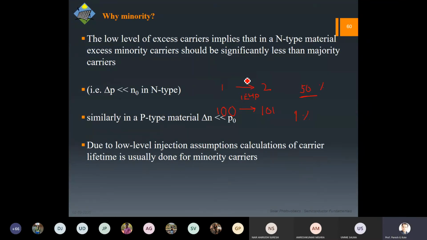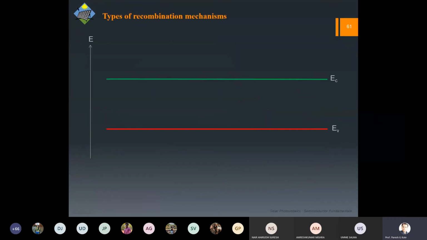Anyway, due to this condition, the calculation of carrier lifetime is normally done for the minority carriers. That's why, whenever I say carrier lifetime in isolation, it always refers to the minority carrier lifetime. Now, this recombination is of three main types which occur in general semiconductors.